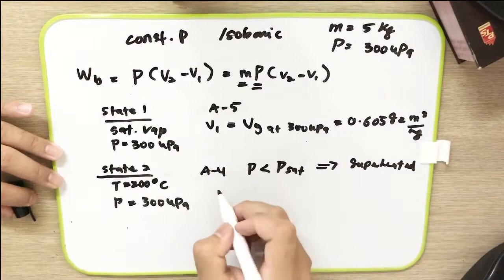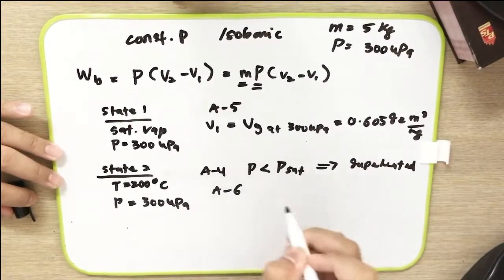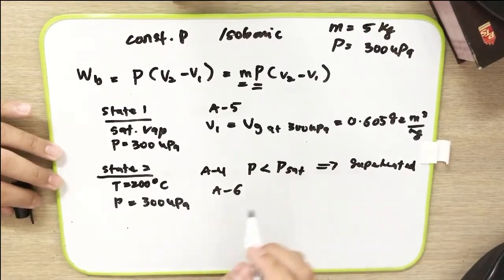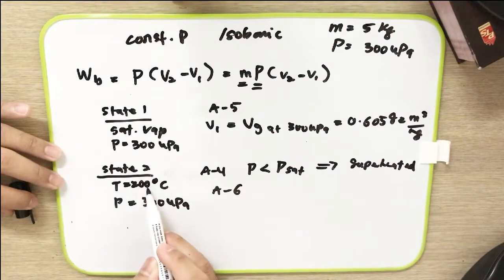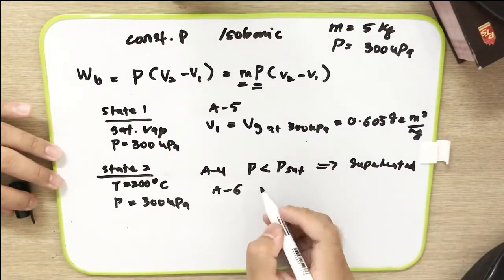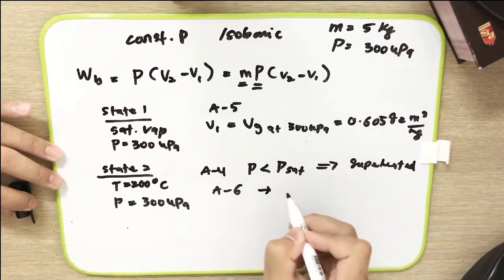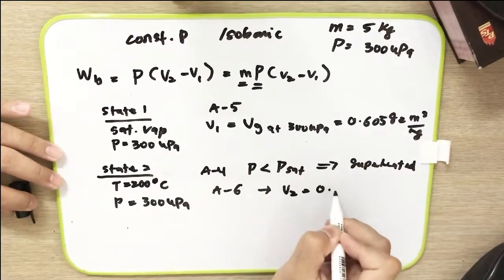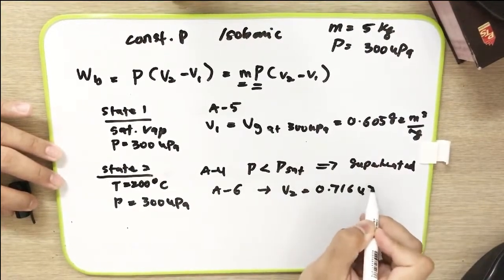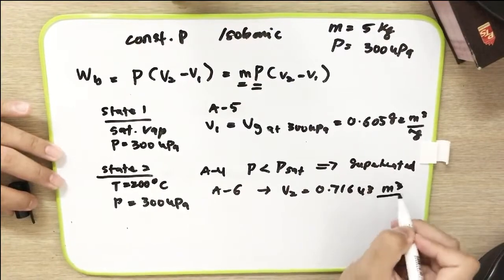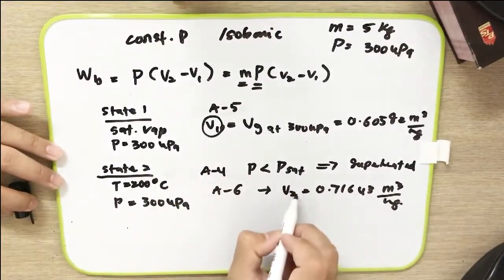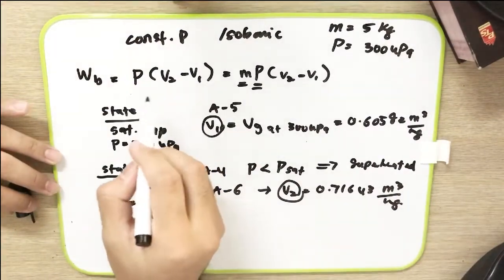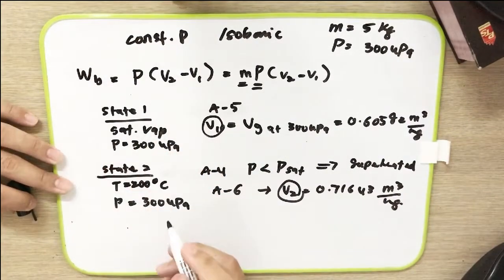So we go straight to table A6, in which you find at pressure 0.3 megapascal and T is 200 degrees C, and we can find that the volume is 0.71643 cube per kg. So now we have found the V1 and also the V2. Then we can straight away calculate the boundary work.